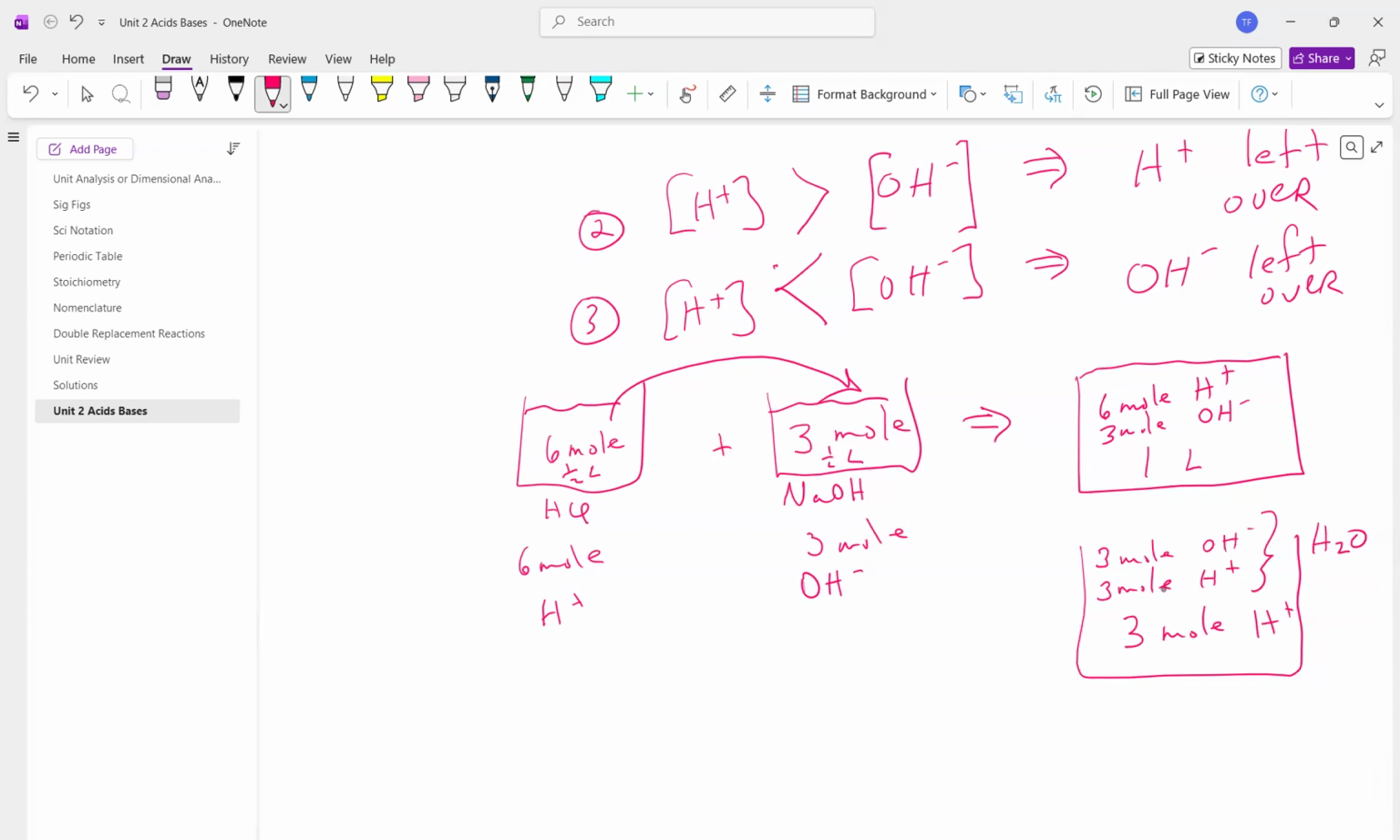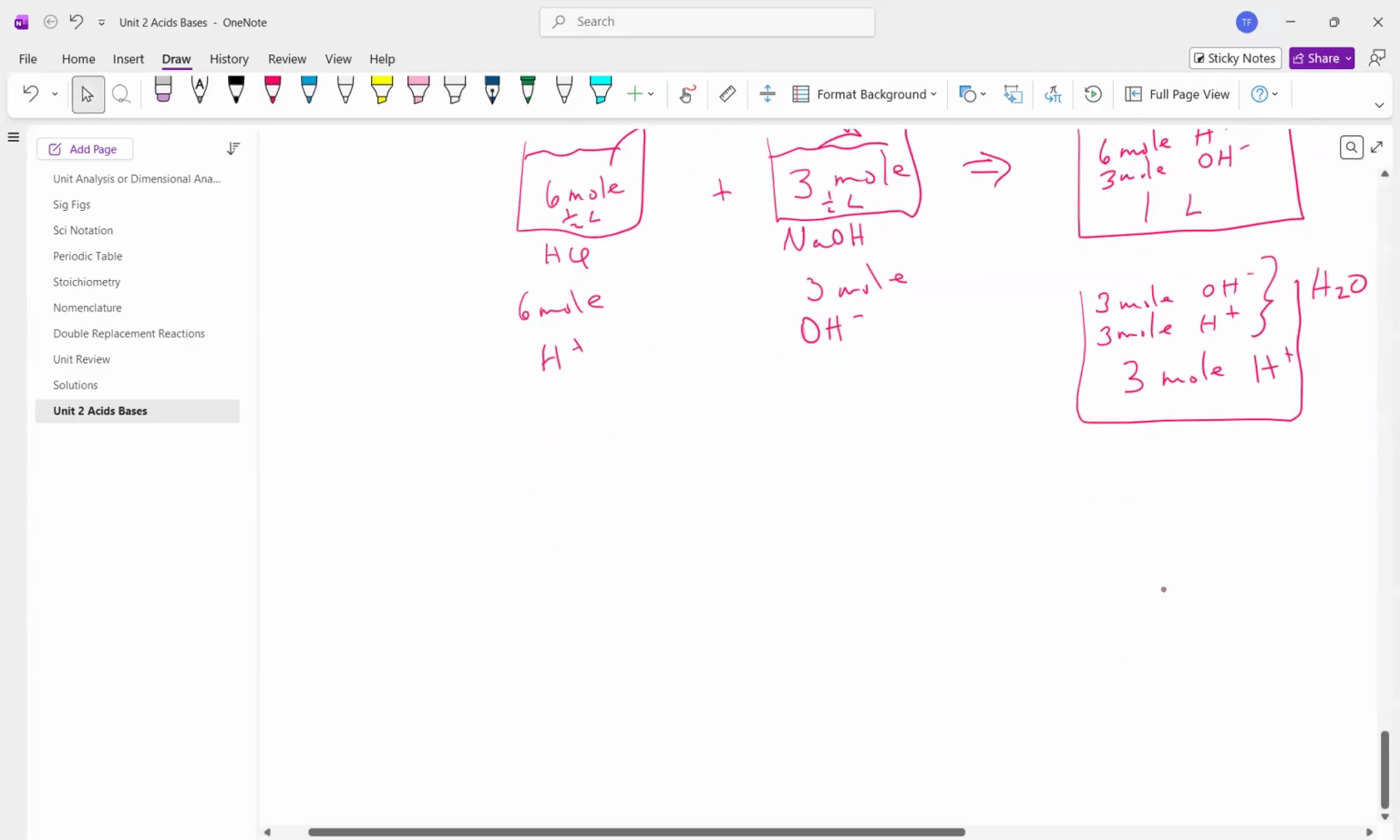This is a classic problem. We have acid and base, dump them together. What's the resulting pH? So if there are H's left over, we're going to calculate pH. If OH's are left over, we're going to calculate pOH. All right, does that make sense?